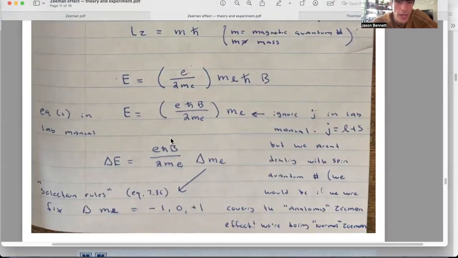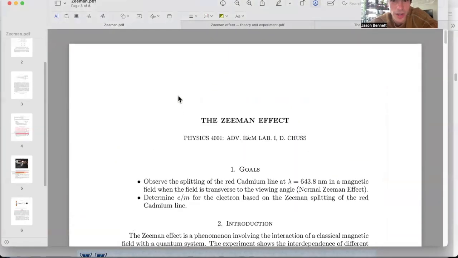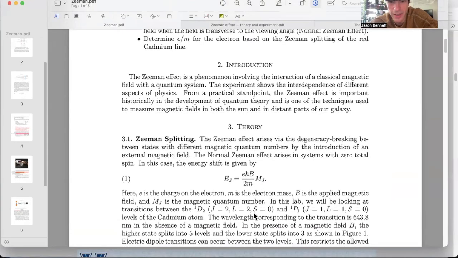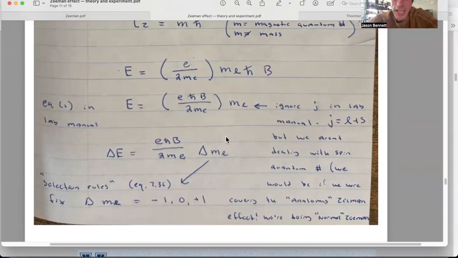Okay, so remember, we are looking for a change. Oh, look at that. We are back at our equation 1 for the lab manual. We're plugging in ML h bar for the angular momentum. The lab manual just puts the B inside the parentheses for some reason. We'll be modifying this equation in a little bit, because that's actually not going to be super helpful for plotting and what we're actually measuring in the lab. There's a little bit more steps. Okay, so we are looking for a change in the energy due to the magnetic field turning on. And what else is changing?